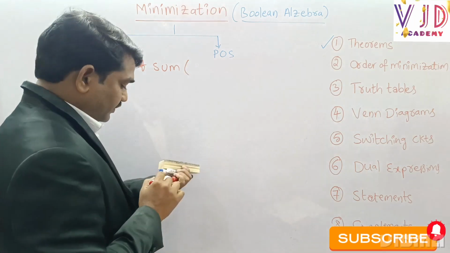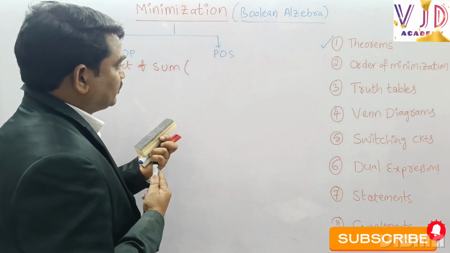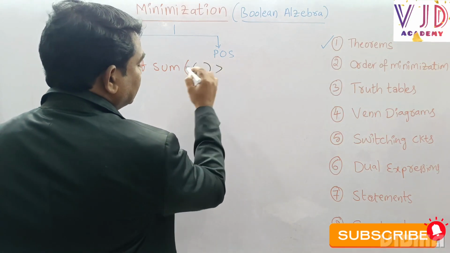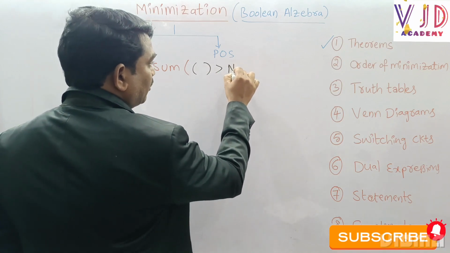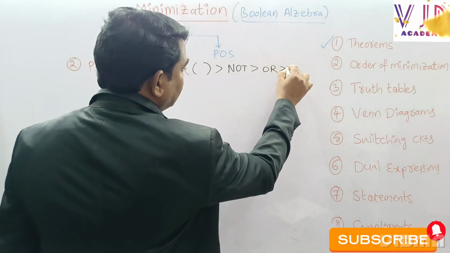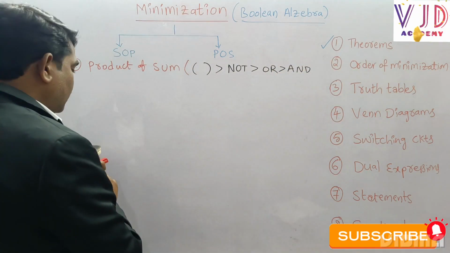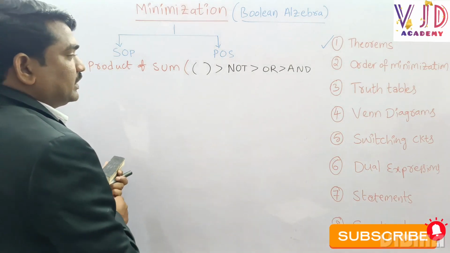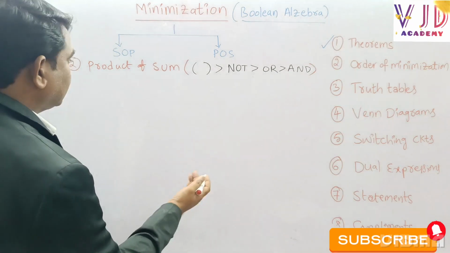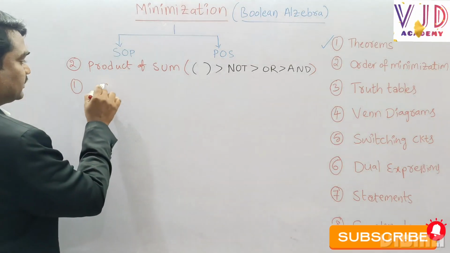The first thing, we just need to give priority to bracket, and then the second one is NOT gate, the third one is OR gate, and finally AND gate. This is the priority, the order of minimization. And now let us try to understand the SOP terms and conditions. The first term here is the product of sum output.